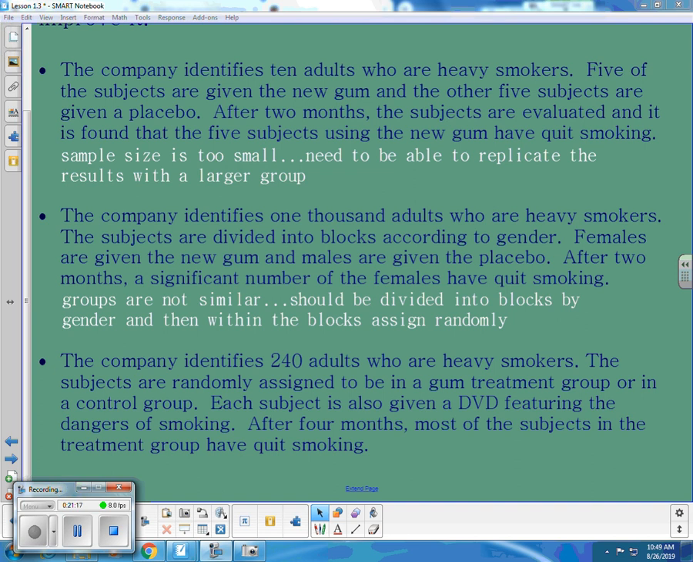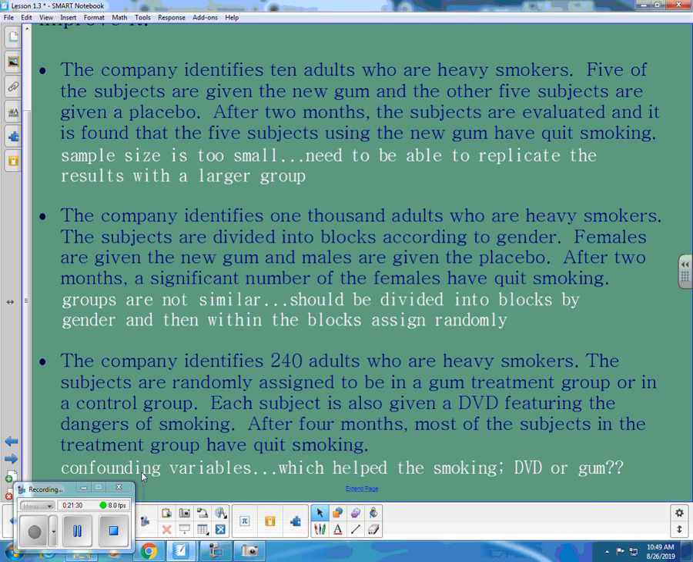Yeah, you've got two variables, right? What's keeping them from smoking? Is it the gum, or is it watching the DVD of people's jaws rotted off? I mean, there's confounding variables there, all right? So you need to pick either split it into two different subjects or studies, or give one or the other, okay?